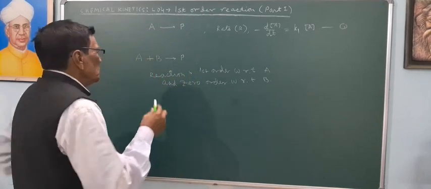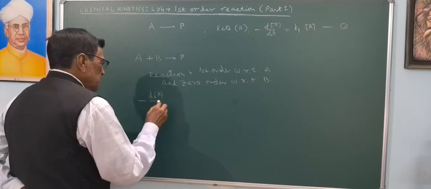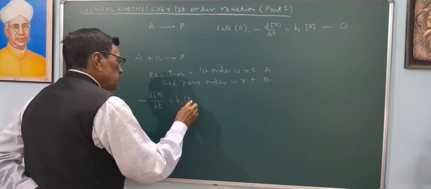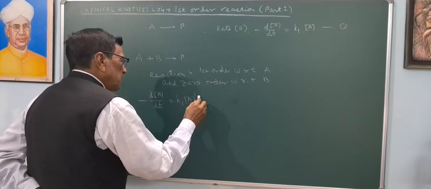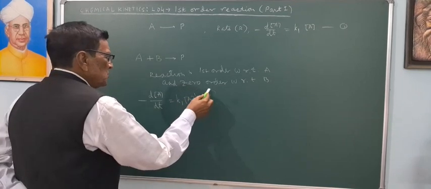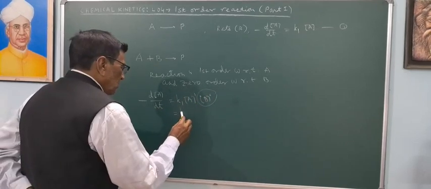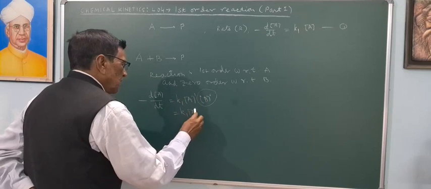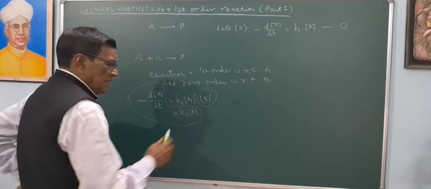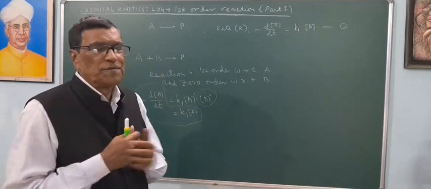So in this case also, the rate is minus d concentration of A by dt equal to K1 concentration of A to the power 1 and concentration of B to the power 0. Since the latter is equal to 1, this will be equal to K1 concentration of A. So this is also the differential rate law for this type of reaction.